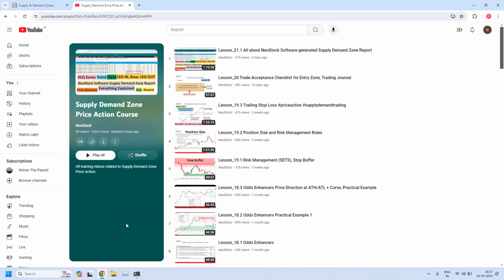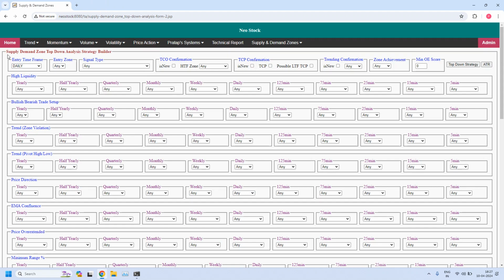Now, let's generate reports with the help of NeoStock software, supply demand zone top-down analysis strategy builder. The first report we are going to generate is a bullish trade setup for monthly income trade. For monthly income trade, our higher time frame should be monthly, intermediate time frame should be weekly, and lower time frame, that is also called as entry time frame, it should be daily. So that is the reason why our entry time frame is daily, and the entry zone should be demand zone because it is a bullish trade setup.